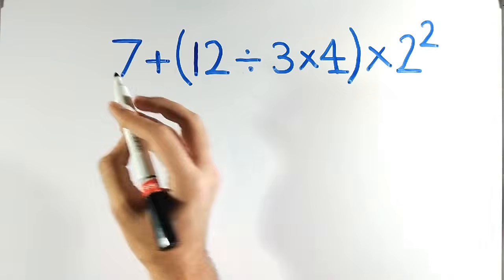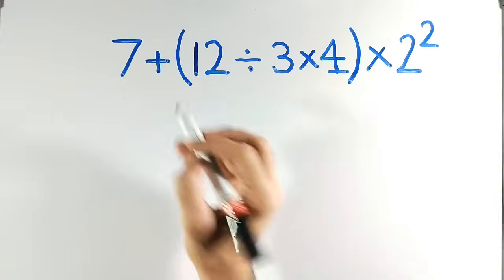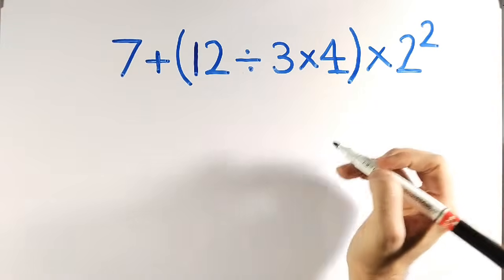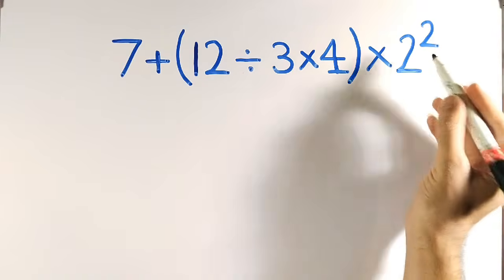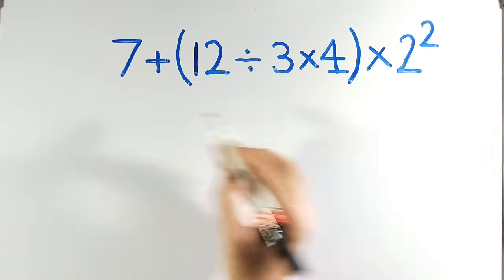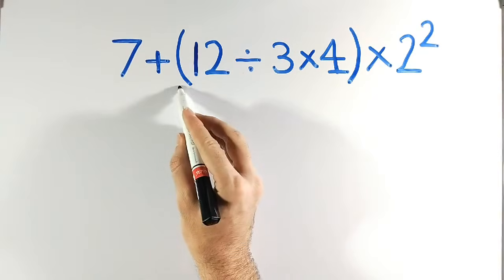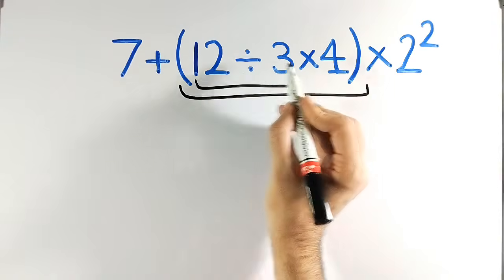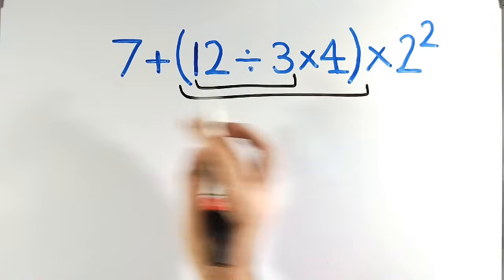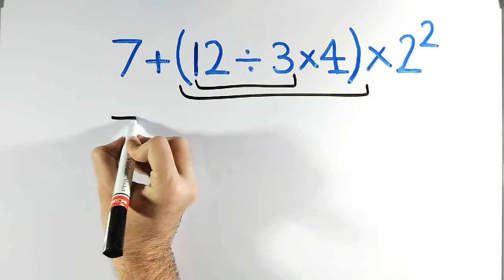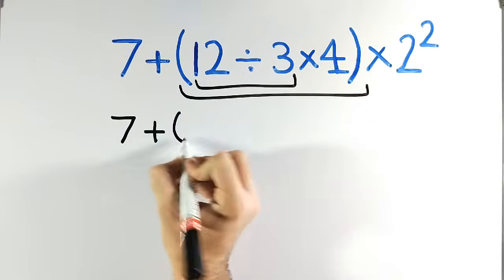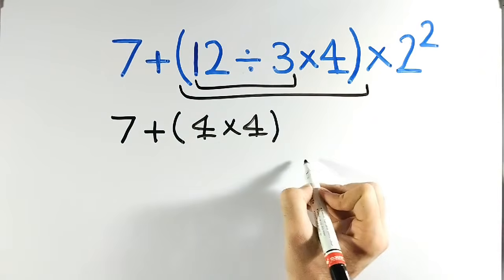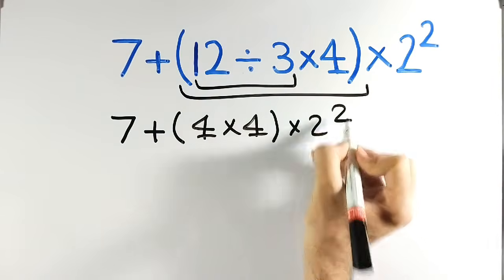What is the value of the expression 7 plus open parentheses 12 divided by 3 times 4 close parentheses multiplied by 2 squared? Many people, when solving this question, first go to the expression inside the parentheses and solve with the division between 12 and 3. So, instead of this expression, they write 7 plus open parentheses 4 times 4 close parentheses multiplied by 2 squared.